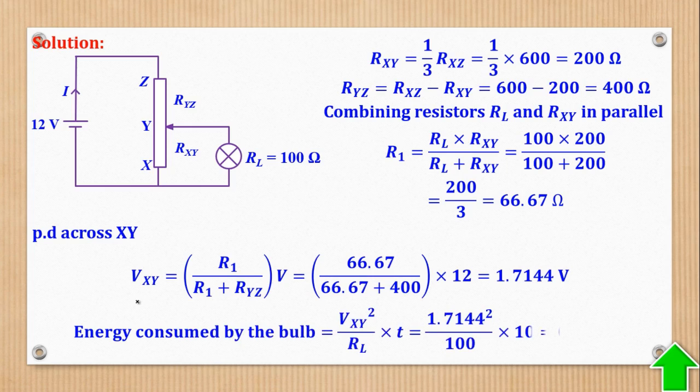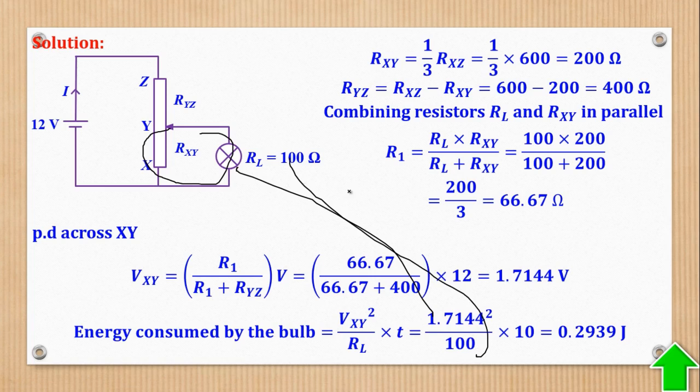After getting the PD, I know resistance, therefore I can get the energy. So energy will be V squared over R times T. V squared will be the PD across this, because they're in parallel, they have the same PD. Then the resistance and the time, which was 10 seconds, to give you this as the energy consumed.